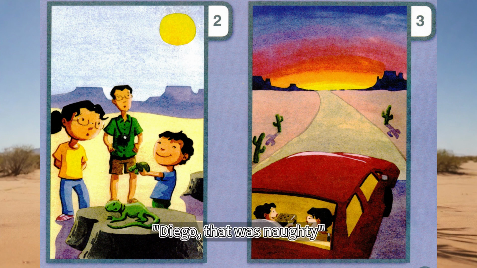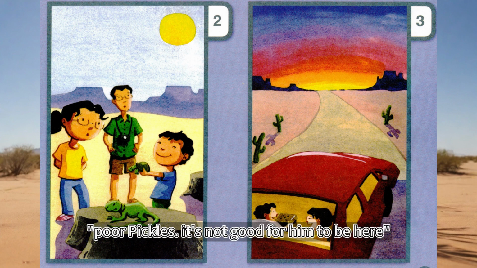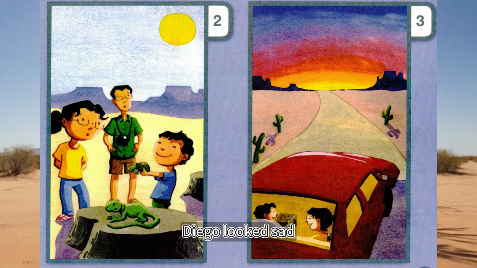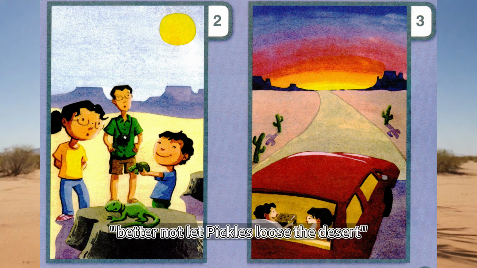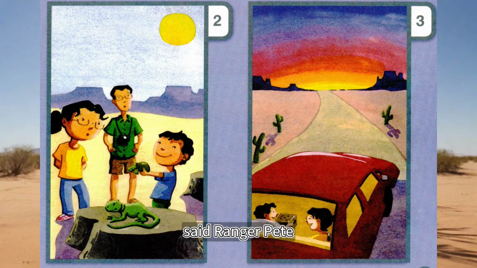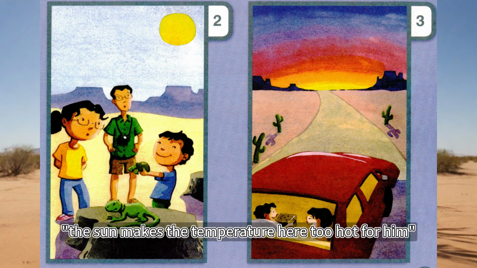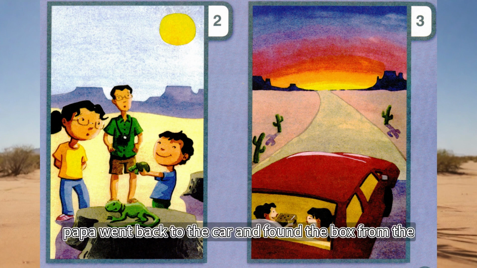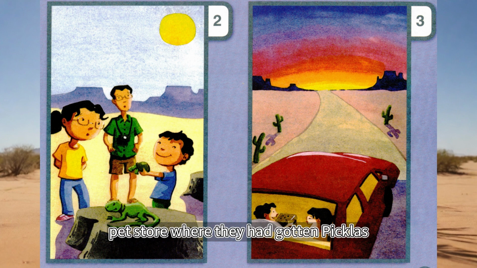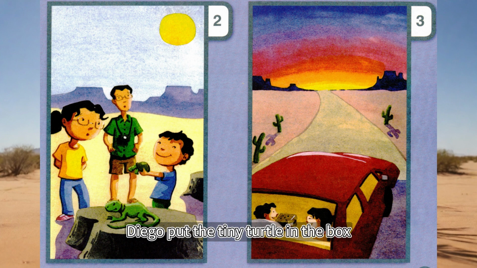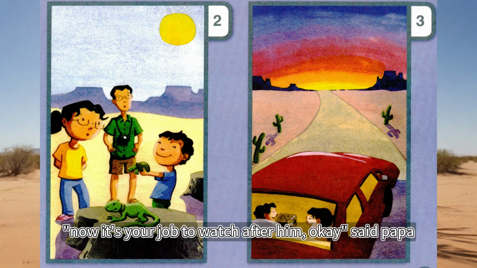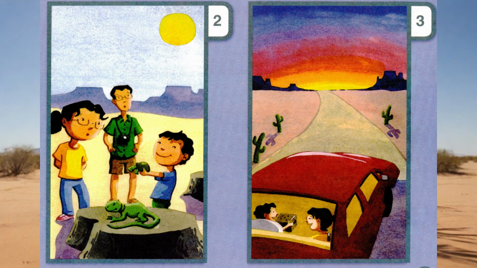"Diego, that was naughty. Poor Pickles. It's not good for him to be here." Diego looked sad. "Sorry," he sniffed. "Better not let Pickles loose in the desert," said Ranger Pete. "And we'd better get him some water. The sun makes the temperature here too hot for him." Papa went back to the car and found the box from the pet store where they had gotten Pickles. It had holes in it so Pickles could get air. Diego put the tiny turtle in the box. "Now, it's your job to watch after him, okay?" said Papa. "Okay," said Diego, cheering up.